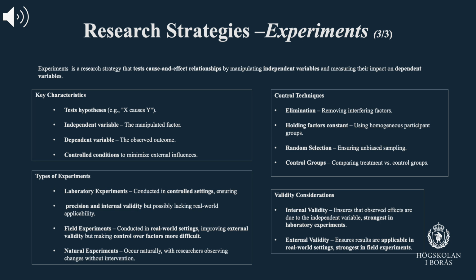The trade-off between laboratory and field experiments is defined by internal and external validity. Laboratory experiments control external factors, ensuring strong internal validity, but may not generalize well to real life. Field experiments have higher external validity, making them more applicable to real-world situations, but suffer from lower internal validity due to uncontrolled influences. Despite these challenges, experiments remain a key research method in science, medicine, and social research, providing structured approaches to understanding causal relationships with precision and reliability.